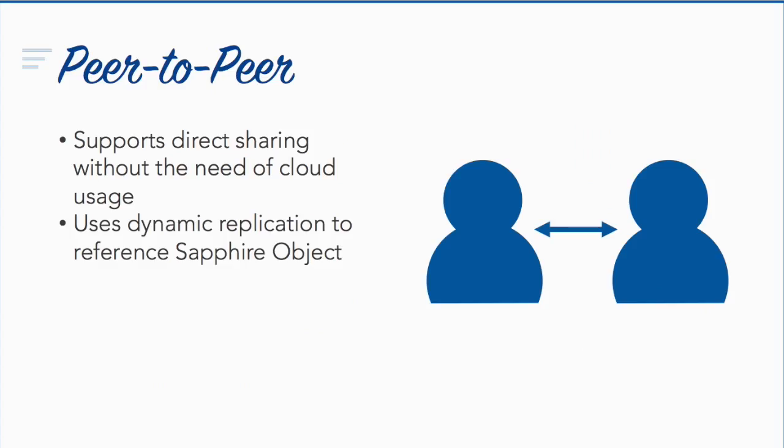The next is peer-to-peer. So the peer-to-peer supports direct sharing of Sapphire objects across client mobile devices without needing the cloud. They dynamically place replicas on nodes containing reference to the Sapphire object, and the replicas will never exceed its specified maximum.